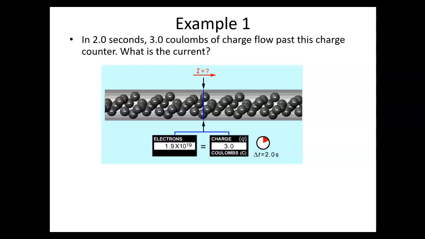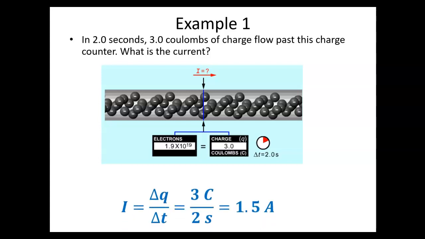They're measuring for 2 seconds. You can see the little clock on the right. And in that time, 1.9 times 10 to the 19th electrons flowed past that point. So we know the number of electrons; if we multiply that by the elementary charge, because each electron is carrying a negative 1.602 e to the negative 19th coulombs of charge with it, then we can see that in that 2 seconds there was a net flow of 3 coulombs of charge.